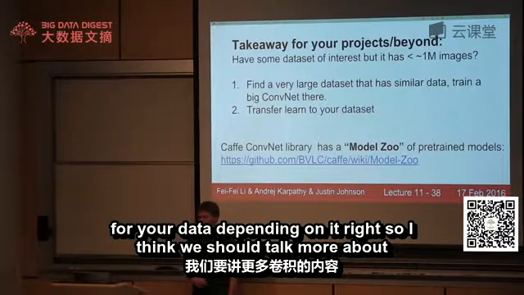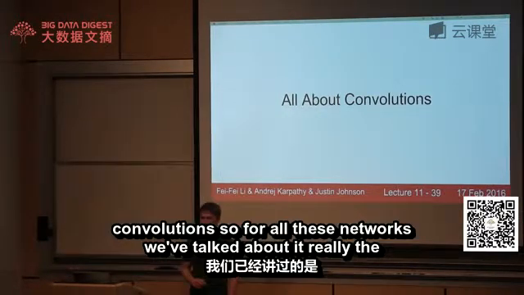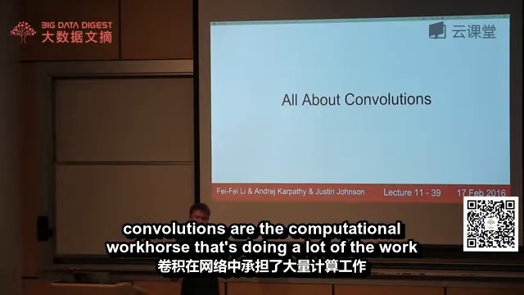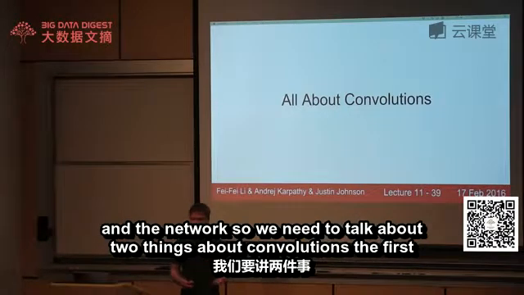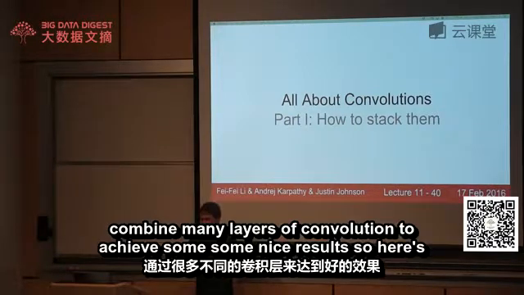All right. So I think we should talk more about convolutions. For all these networks we've talked about, really the convolutions are the computational workhorse that's doing a lot of the work in the network. So we need to talk about two things about convolutions. The first is how to stack them. So how can we design efficient network architectures that combine many layers of convolution to achieve some nice results?